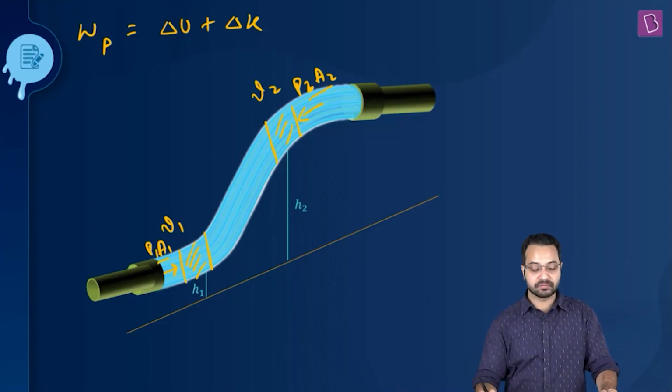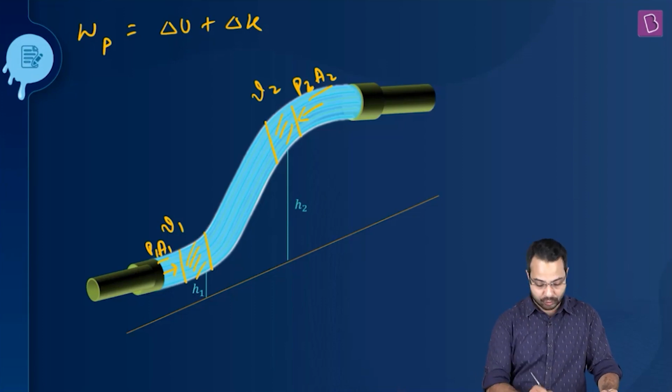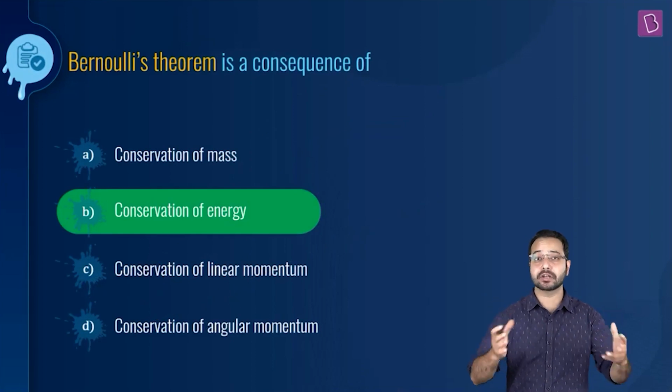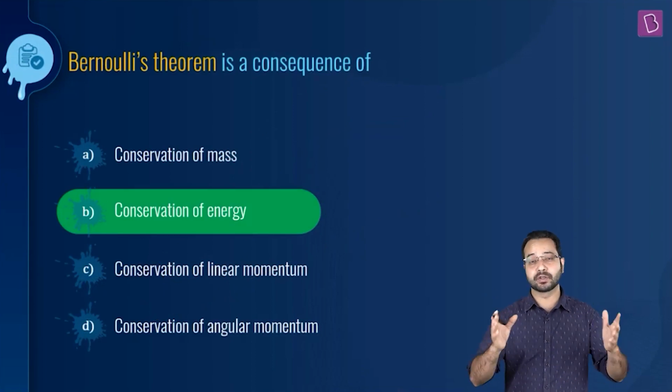Alright, so the correct option obviously is going to be option B, conservation of energy. Bernoulli's theorem is a consequence of conservation of energy.